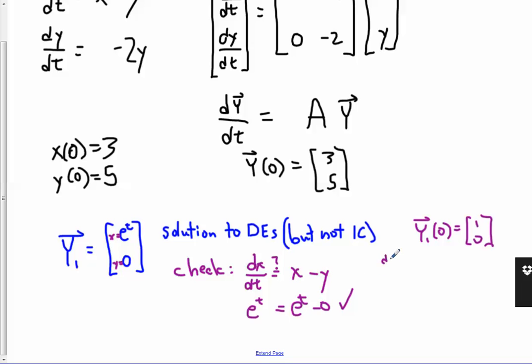On the dy/dt side of things, does that equal? Well, it's supposed to equal negative 2y. Well, y is 0, so the derivative of that with respect to t is 0. And negative 2 times 0 is 0. So that checks out as well. So sure enough, it satisfies both differential equations. It is a solution to the system, but not matching our particular initial conditions.